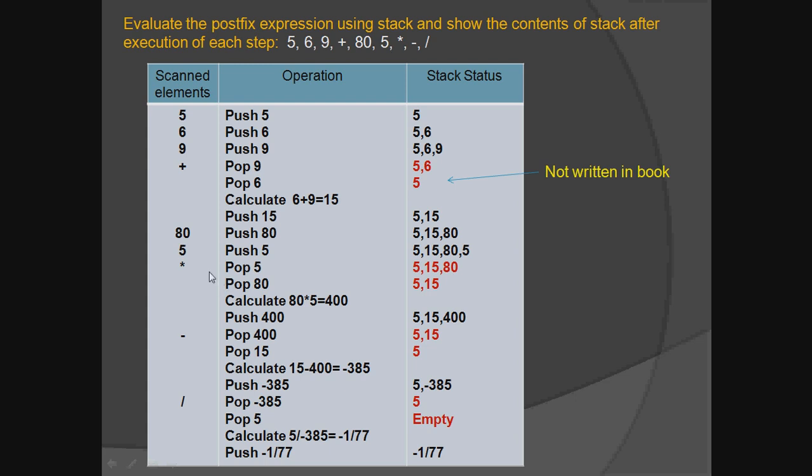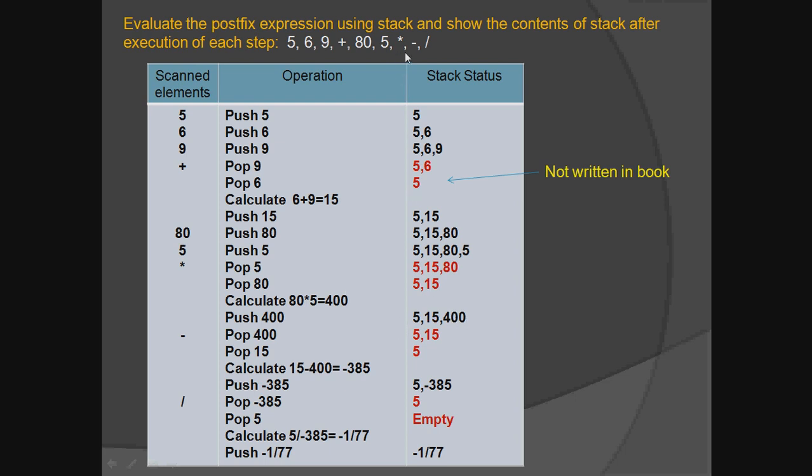Next, the asterisk symbol comes. So when the asterisk symbol is encountered, we pop out the value 5. So when we pop the value 5, we will have the values 5, 15 and 80. Again we pop out 80, because after 5 the next is 80, not 15, right? So now 5 and 15 will be inside the stack. So now we will calculate 80 times 5, which gives the value 400. So 400 will be pushed into the stack. So now we have 5, 15 and 400.